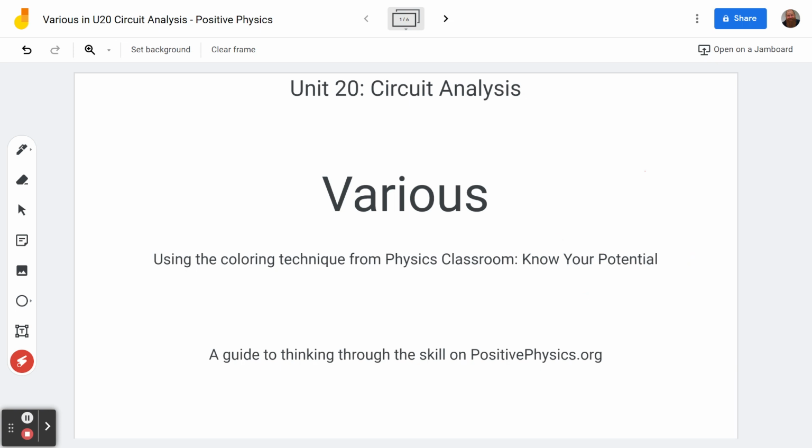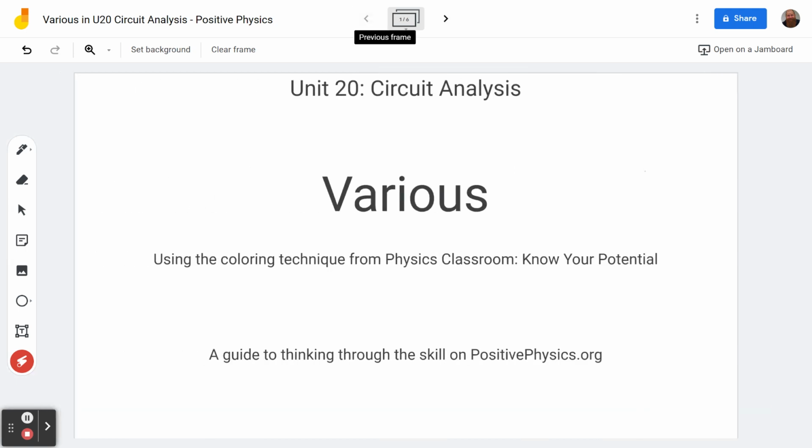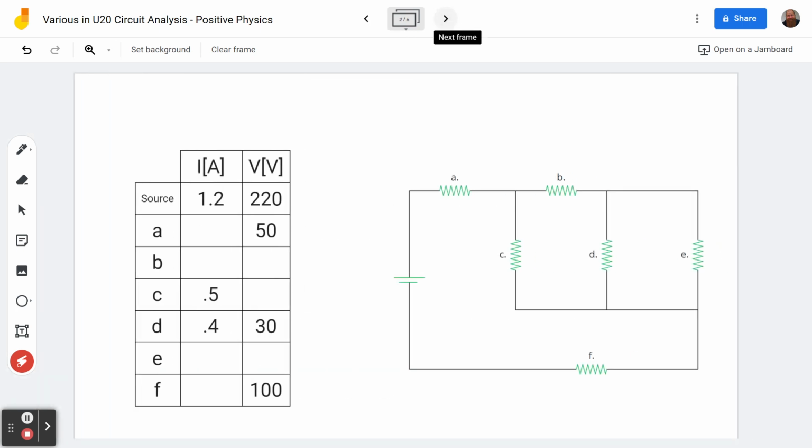So let's go ahead and jump right into an example. I want to actually, really quick, link right here, or maybe I've already done it, the Physics Classroom video that I made on knowing your potential. So if you didn't do that, you could go there and take a look at that method. I'm going to assume you've already seen that video. You already know how to use that method to figure out electric potential difference.